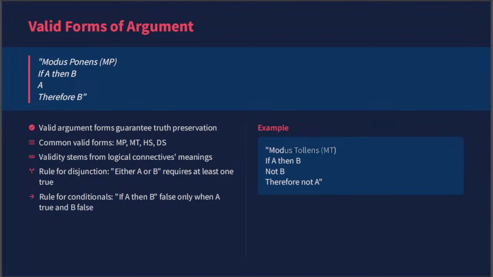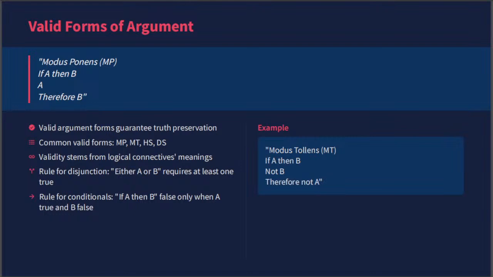Interesting. So an example here, modus tollens, which we want to contrast with modus ponens. The modus tollens is: if A, then B, but it's not B. Therefore, it's not A. So if A, then B, and we use the negation here: if A, then B, but if it's not B, therefore it's not A.